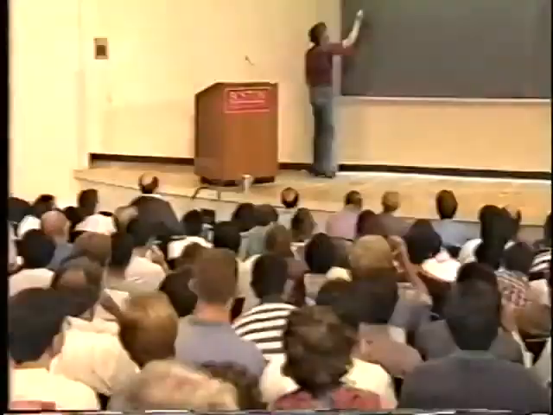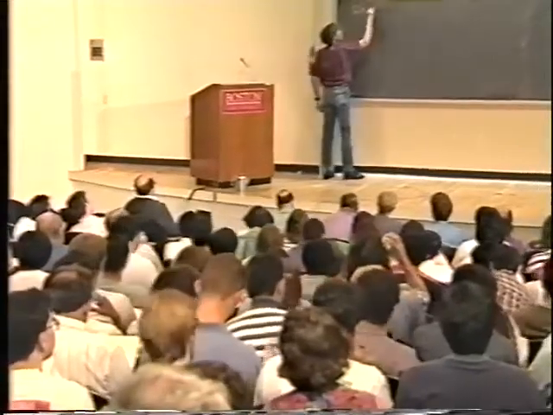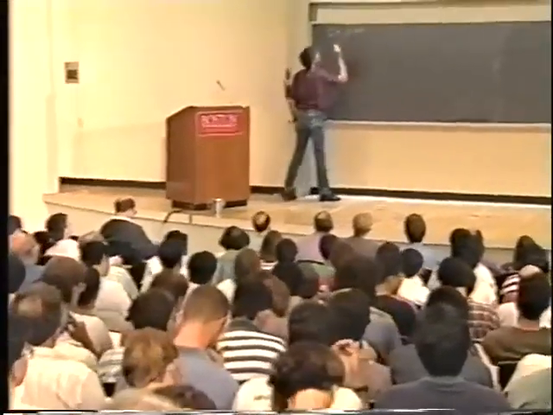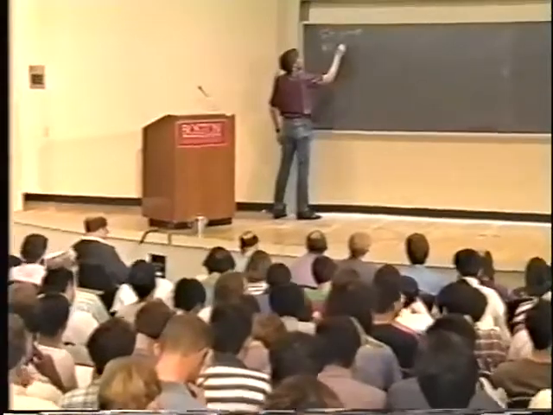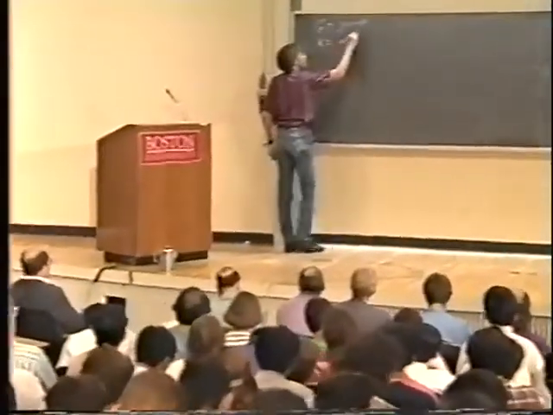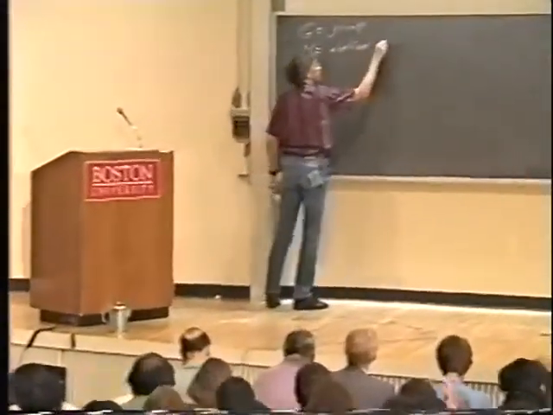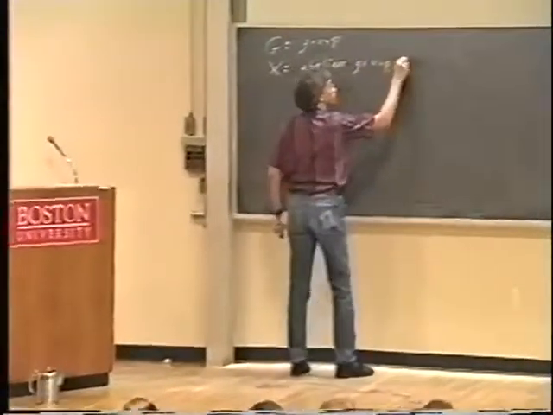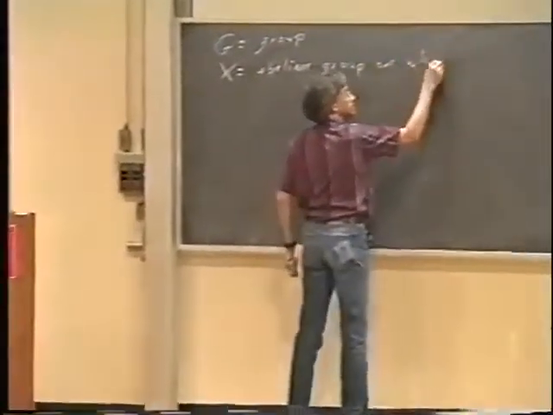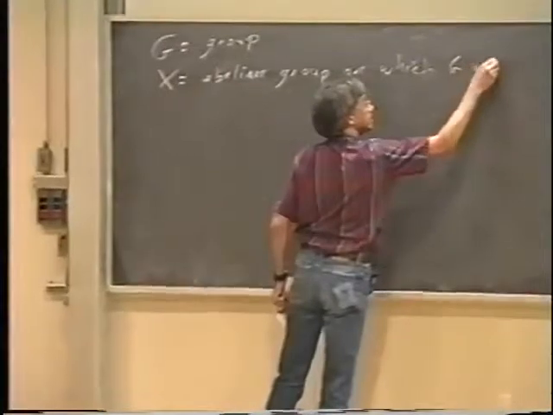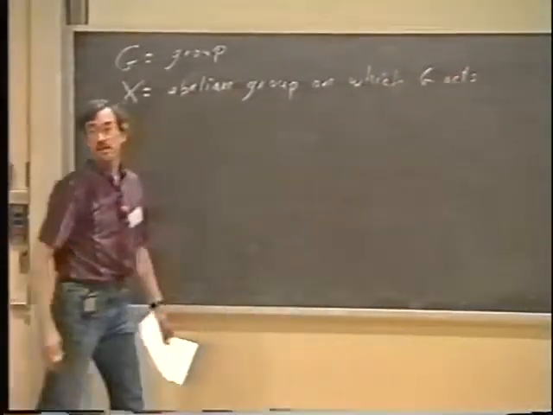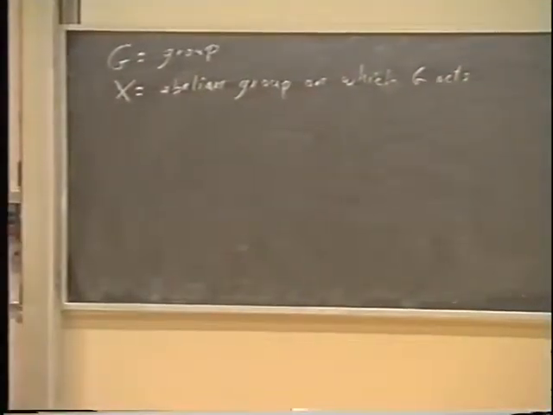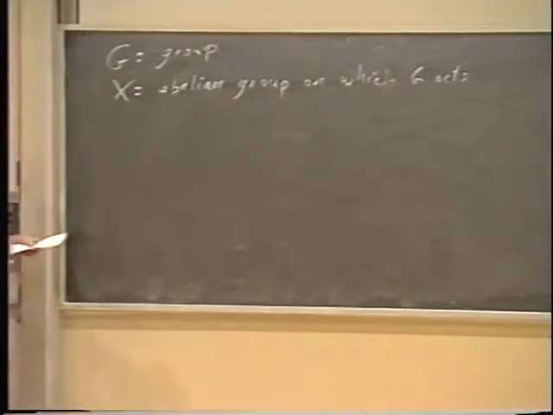I guess it is. Okay, so G will always be a group, and X will be an abelian group on which G acts. And if there are any topologies involved, I'm going to ignore them pretty much, but everything will be continuous when it needs to be.